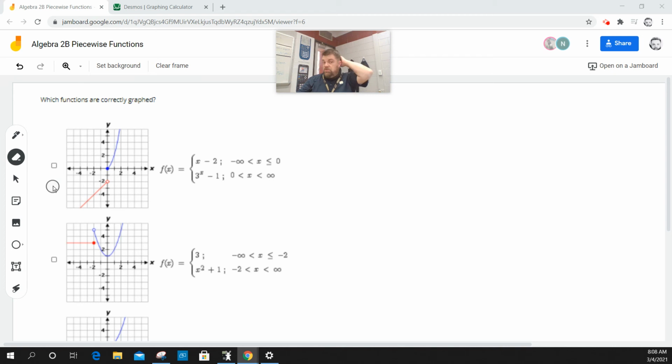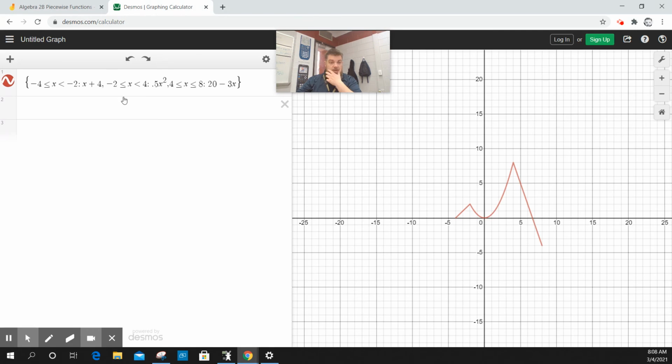Okay, so it says which functions are graphed correctly. So basically what I've got to do is graph these particular functions and then see if they match the options. So it's only two functions, so I'm going to eliminate this, and then I'm just going to plug in my functions.